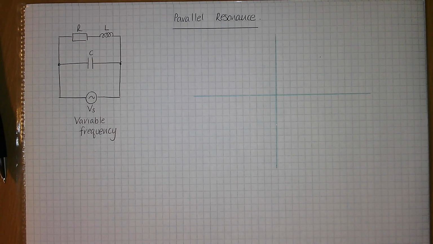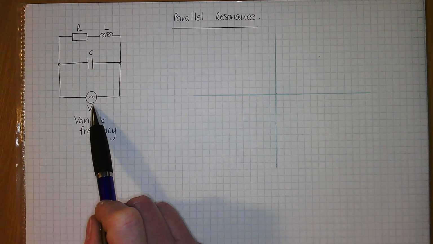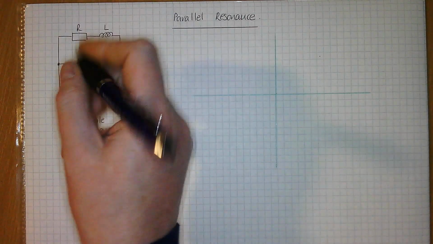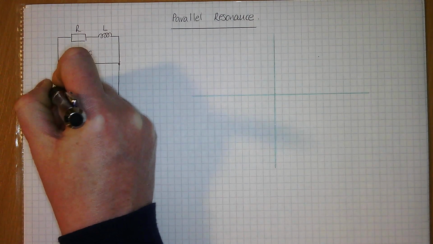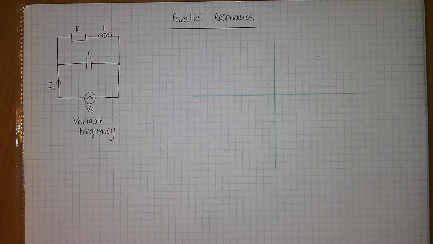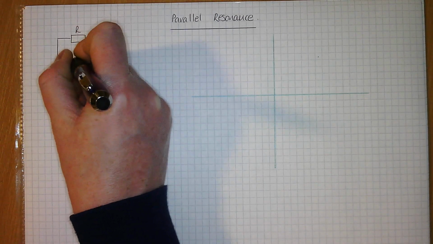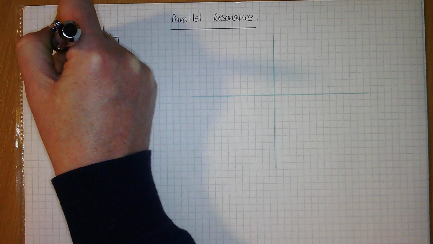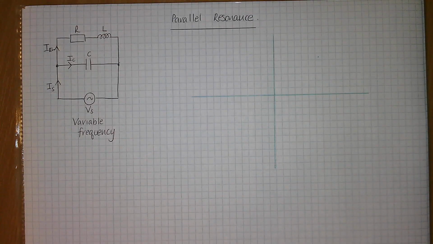Okay, so for a resonant circuit, what you're doing is you're trying to find the frequency of that supply that will give you the supply voltage and the supply current being in phase. So you're looking for the phasor addition of IC and IRL to be in phase with your VS.